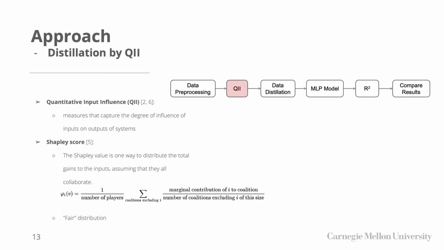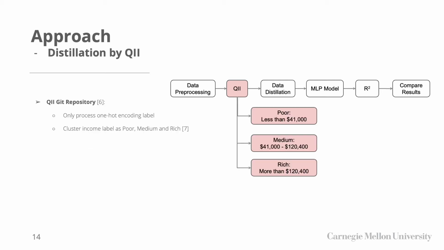Our distillation method uses QII, which stands for quantitative input influence. It helps to measure the degree of influence of inputs on outputs of the system. The QII method is based on the Shapley value evaluation. The Shapley score is one way to distribute the total gains of the inputs with the assumption that they all collaborate. To run the QII, we divided our whole dataset into 3 clusters based on their income level.